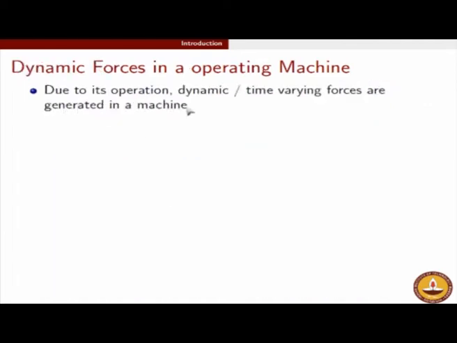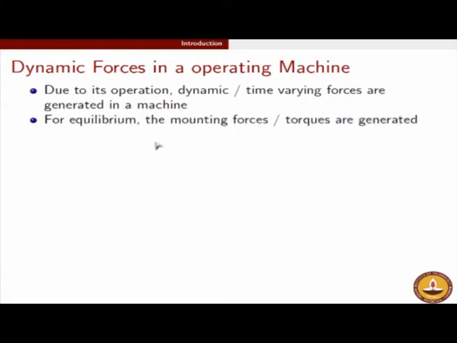What we will find out is that due to its operation, dynamic or time varying forces are generated in the machine, which will now get communicated to the frame. So again, to repeat myself, in the case of a non-operating or static machine, it is only the weight of the machine which will pass through to the frame. But here, due to its operation, we will see other forces which are not static, but time varying, and they will pass on to the frame.